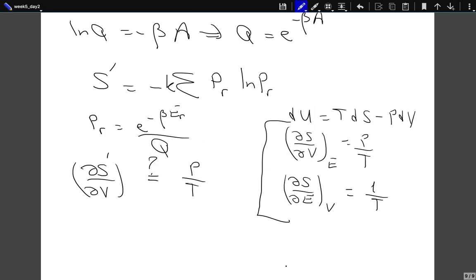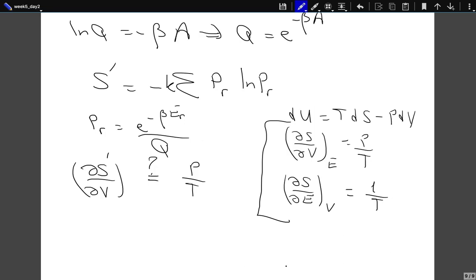If S prime satisfies these relationships, then I can say that S and S prime differ by a constant. They cannot differ by anything else. If you have two functions whose derivatives are always the same, then those two functions can at most differ by a constant. And then how to fix that constant?